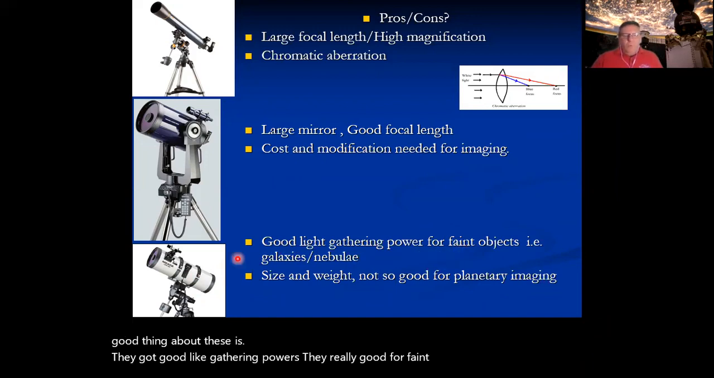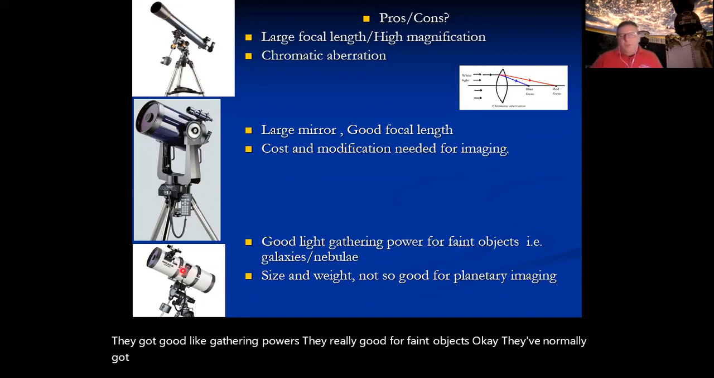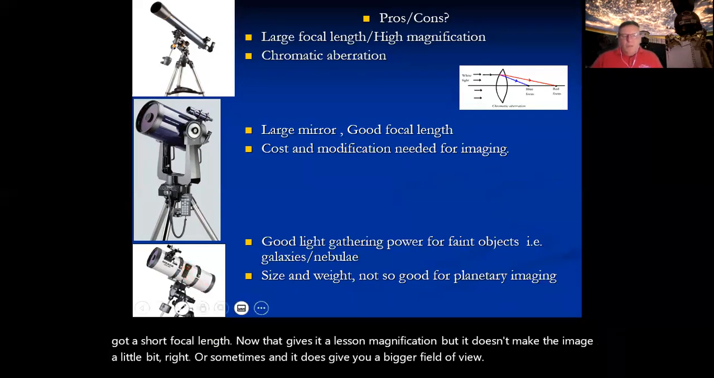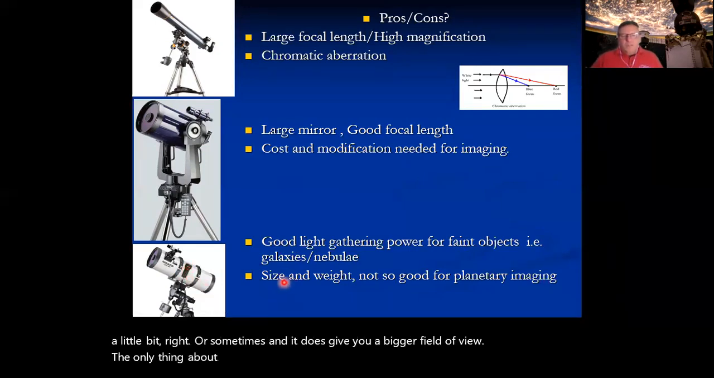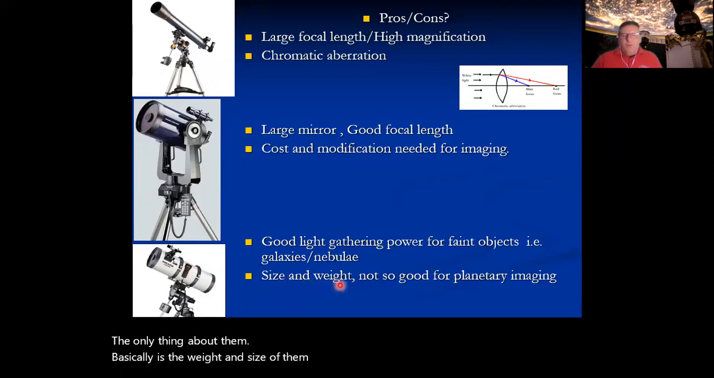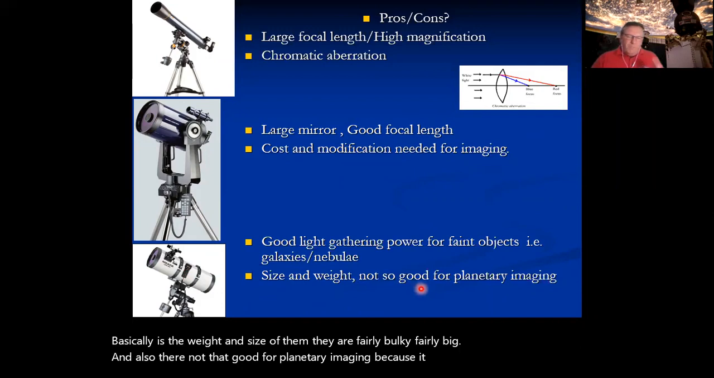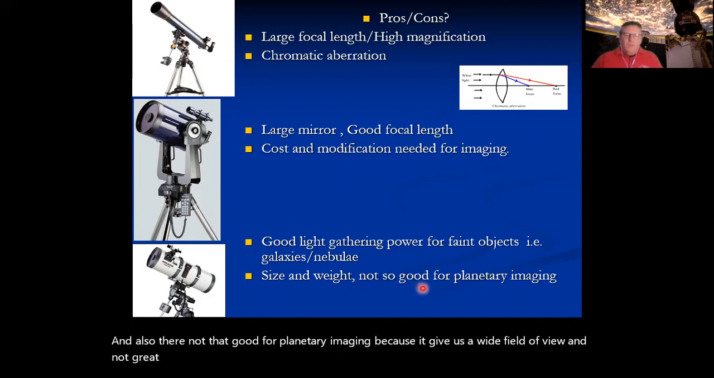Okay, they've normally got a short focal length. Now that gives you less magnification, but it does make the image a little bit brighter sometimes, and it does give you a bigger field of view. The only thing about them basically is the weight and size of them. They are fairly bulky, fairly big, and also they're not that good for planetary imaging because they give you a wide field of view and not a great high sort of magnification there.